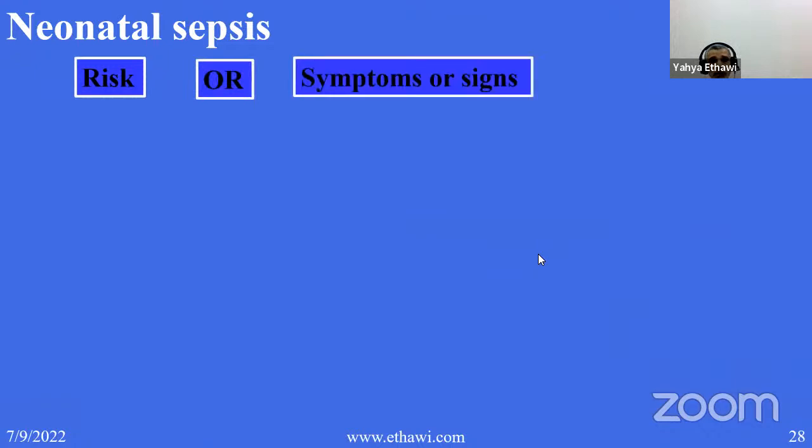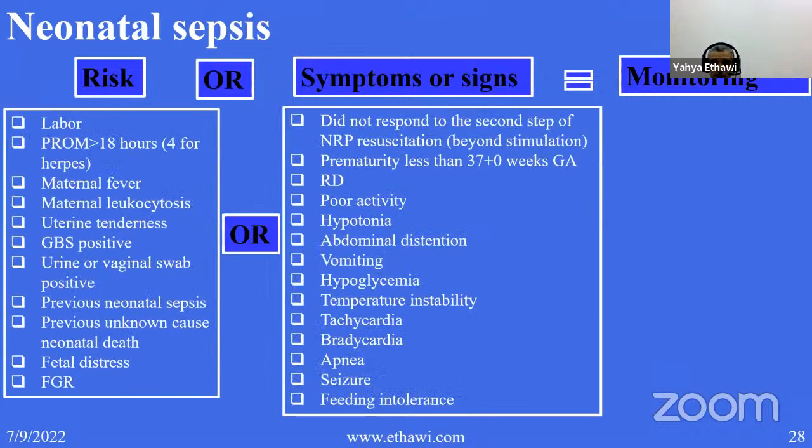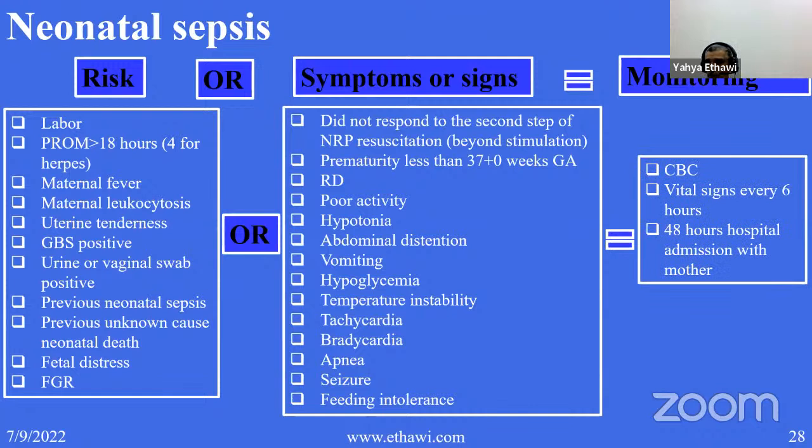So what if we have a risk or symptom, we don't have both? Monitor. So you do CBC, you do vital signs, and you monitor the baby for 48 hours in the hospital. Now, is that clear? Yes.